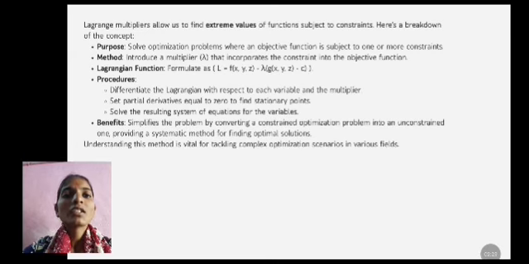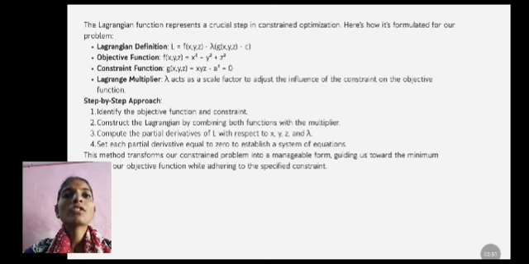Procedure: differentiate the Lagrangian with respect to each variable and the multiplier. Set partial derivatives equal to 0 to find stationary points. Solve the resulting system of equations for the variables. Benefits: it simplifies the problem by converting a constrained optimization problem into an unconstrained one, providing a systematic method for finding the optimal solution. The Lagrangian function represents a crucial step in constrained optimization.